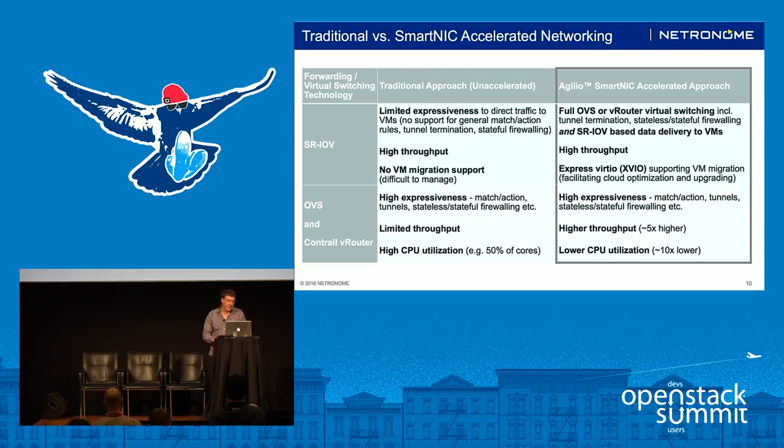The accelerated OVS and vRouter gives you the same expressiveness as the baseline vRouter and OVS at a much higher throughput, yet with a lower CPU utilization. So we talk about the efficiency, which is the work done per server core. We actually have 50 times better efficiency because we do 5 times the throughput at 1/10 of the resource.